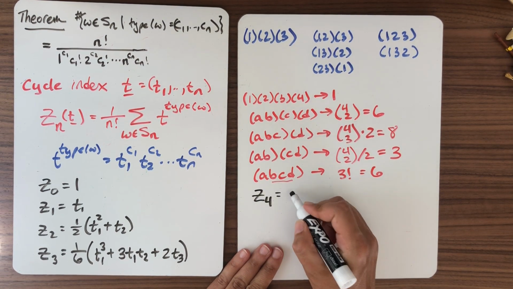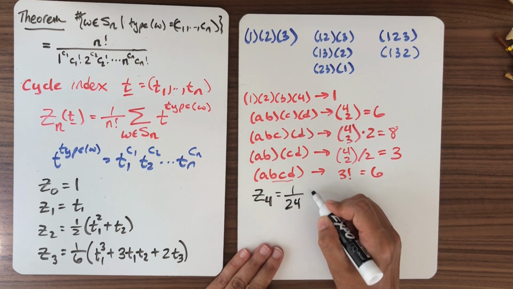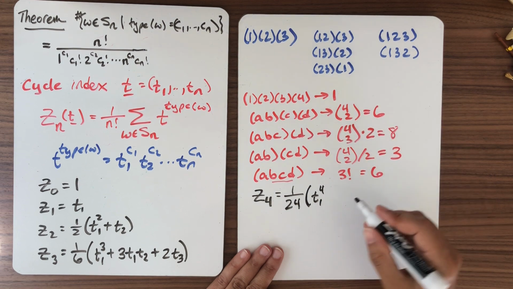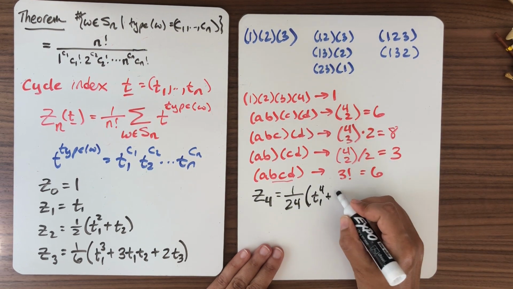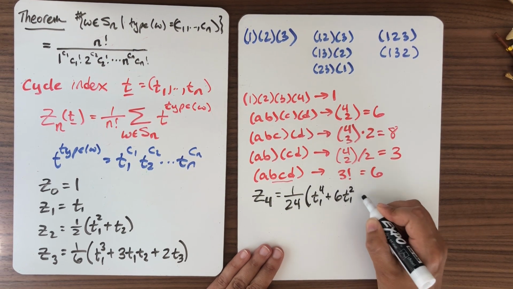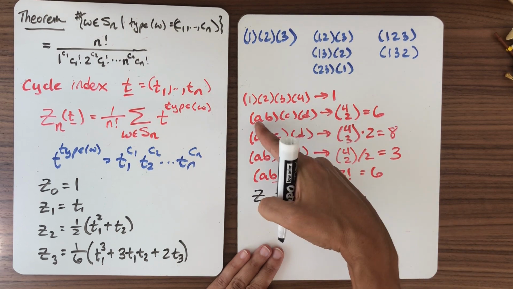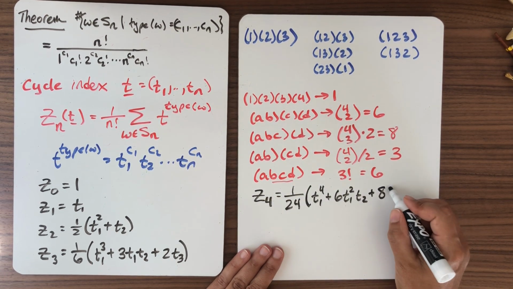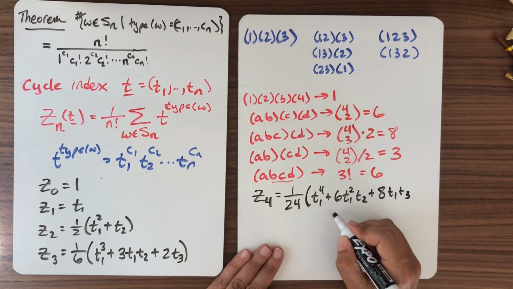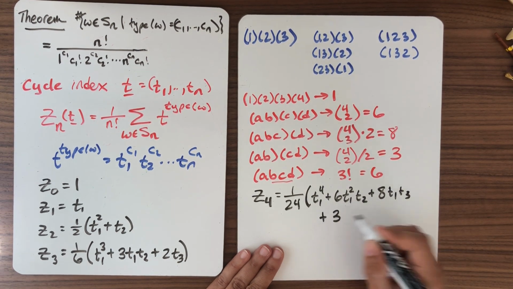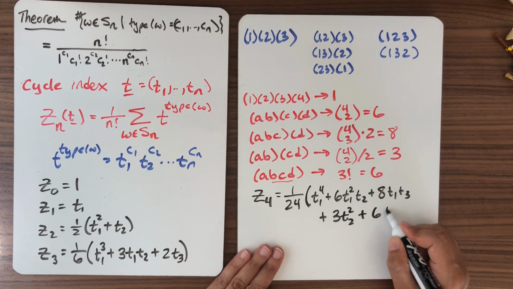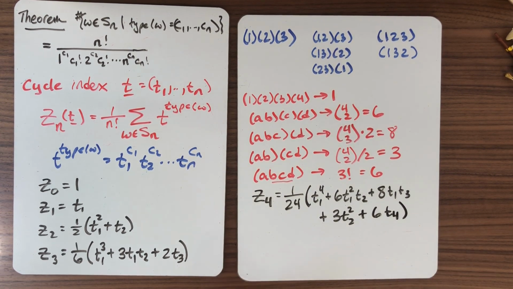is equal to 1 over 4 factorial. I get a T1 to the 4th, that accounts for this guy, plus 6 T1 squared T2, that's the cycle type here, plus 8, what's my cycle type here? It's T1 T3, plus 3 T2 squared plus 6 T4.